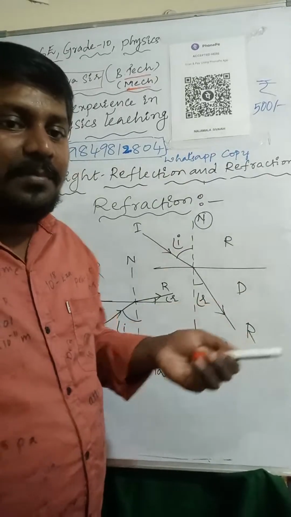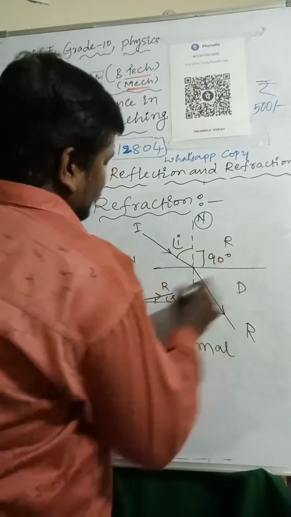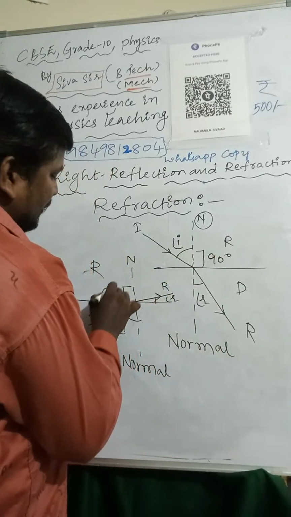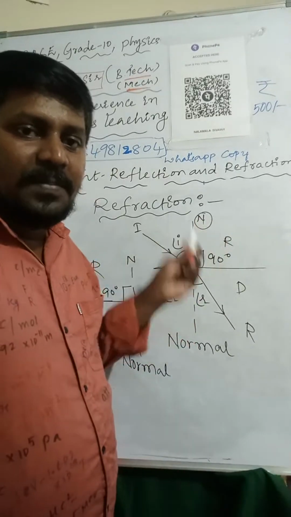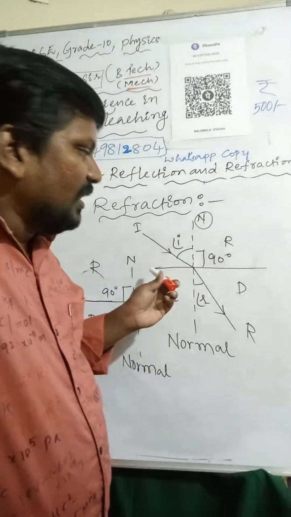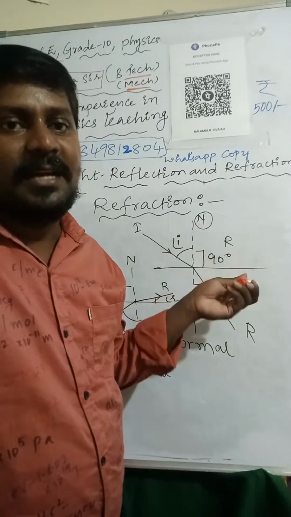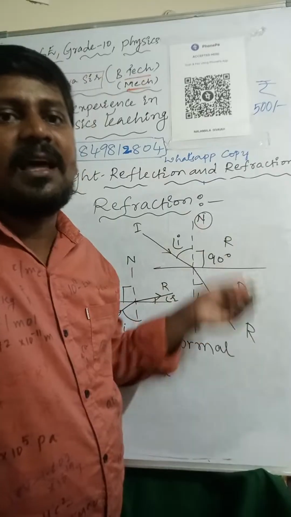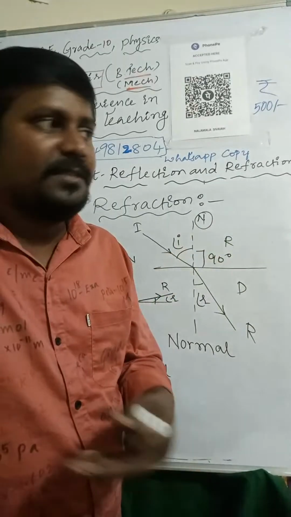Why is it normal? Because it makes 90 degrees with the surface, with the medium. You can see the 90 degrees here. That's why it is normal: it is perpendicular to the surface. It makes 90 degrees, that's why we consider it a normal. This normal line does not actually exist.